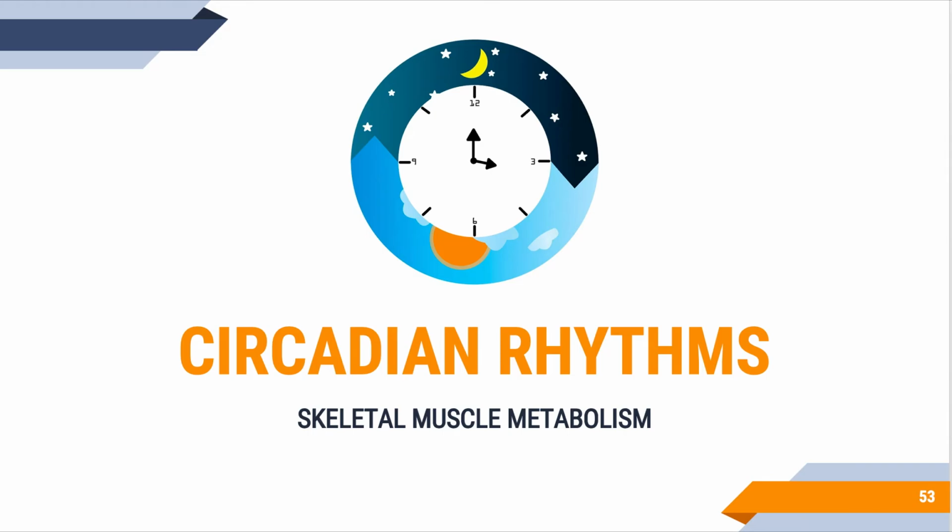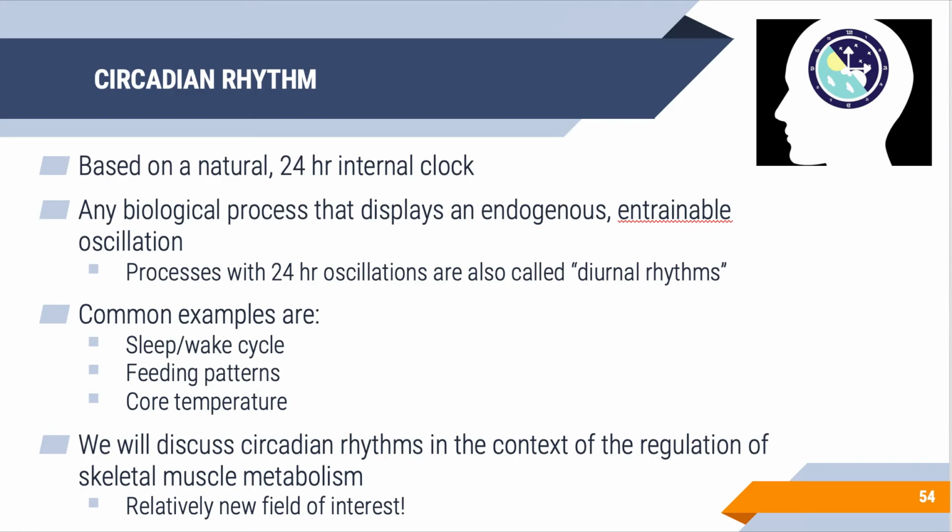So now our final topic, circadian rhythms. Just a quick couple tidbits on this, as it is a very new field of research and there's not much out there yet. So what is a circadian rhythm? You guys have probably heard of this before. It's based on a natural 24-hour internal clock. So any biological process that displays this endogenous and trainable oscillation is typically called a circadian rhythm, or if it's specifically 24 hours, it can also be called a diurnal rhythm.